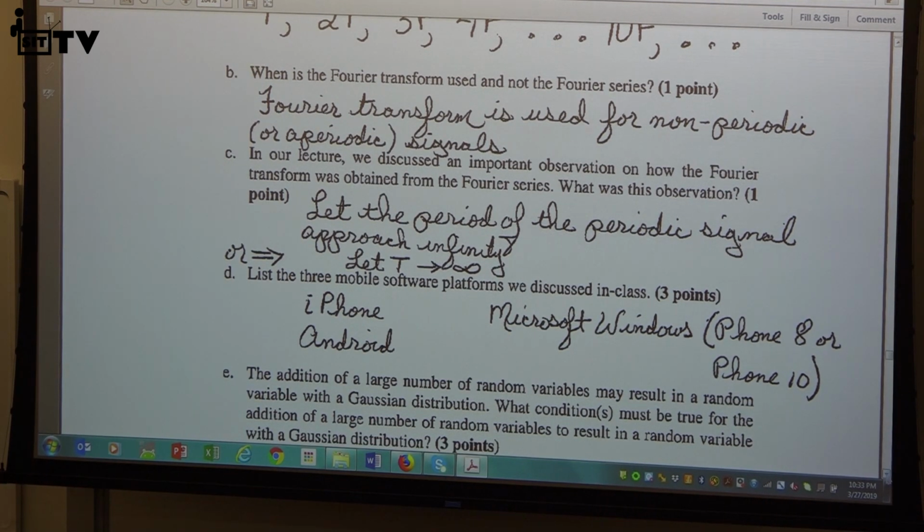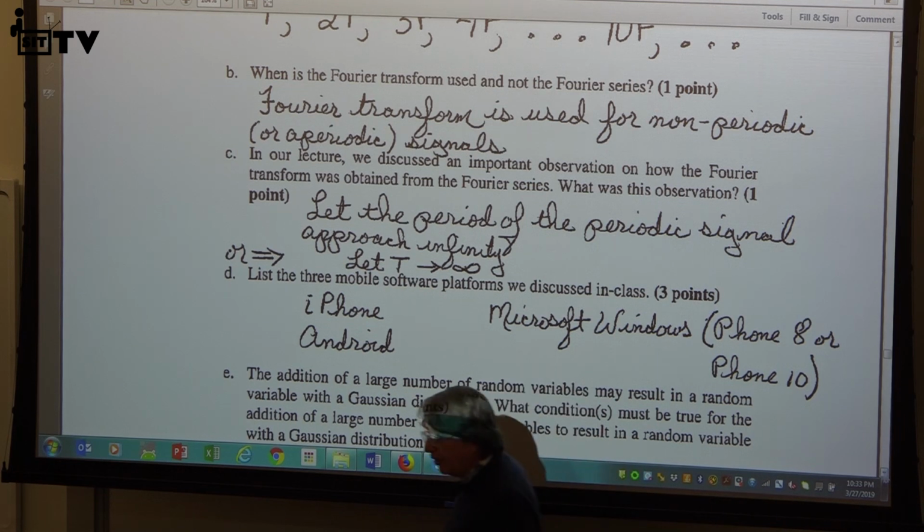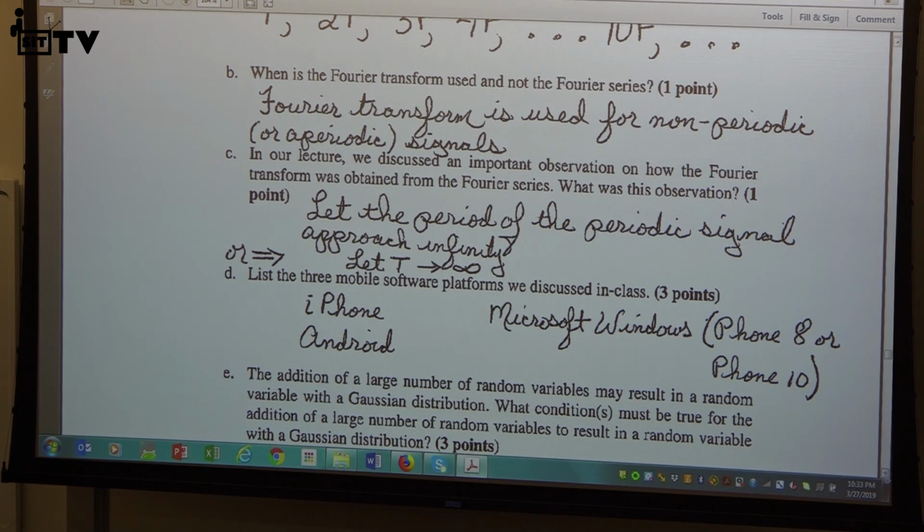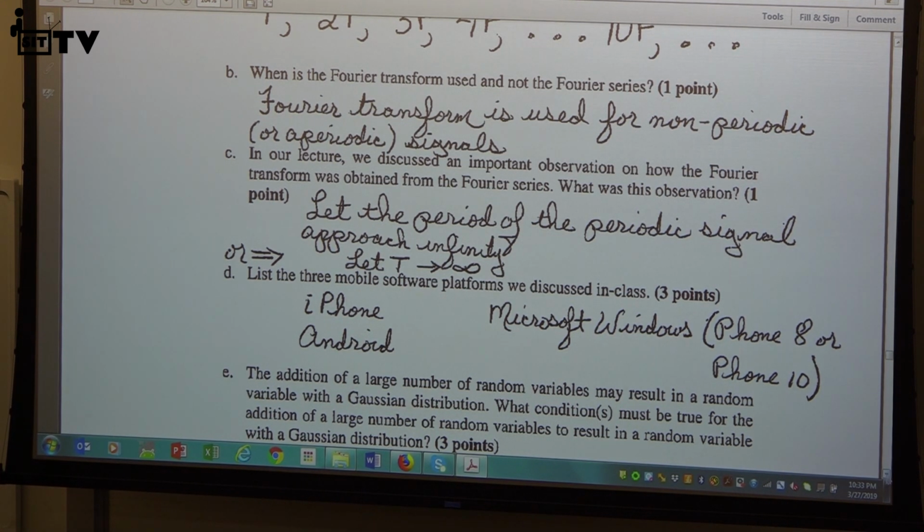Okay. The addition of a large number of random variables may result in a random variable with a Gaussian distribution if it's large enough. What condition must be true for the addition of a large number of random variables to result in a random variable with a Gaussian distribution?